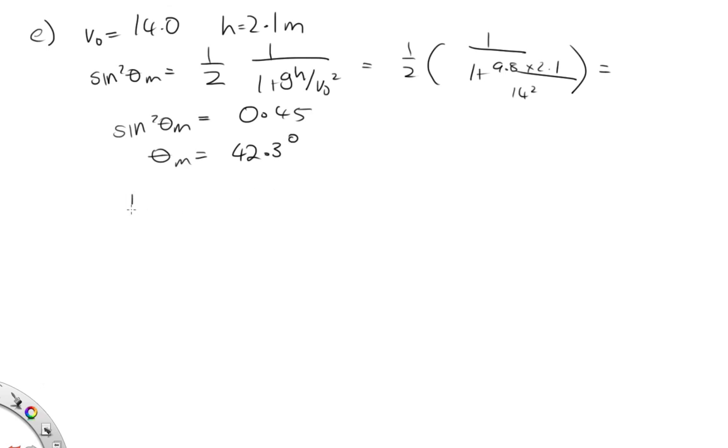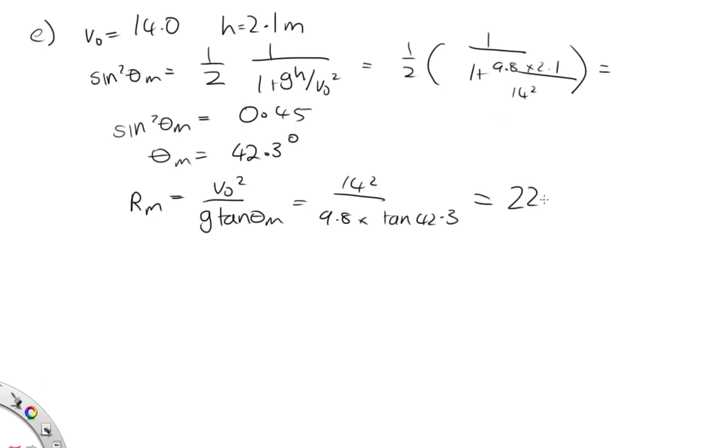And then the maximum distance R_M is equal to v₀² over g tan θ_M, so that's 14² over 9.8 times tan of 42.3, which gives us 22.0 meters.